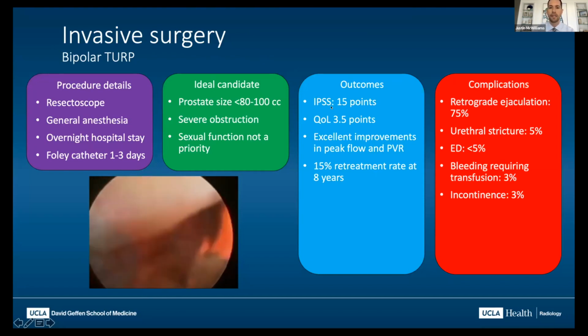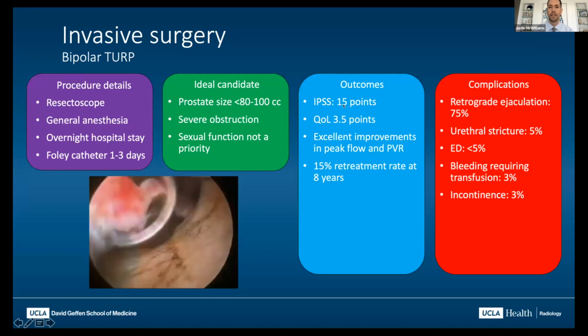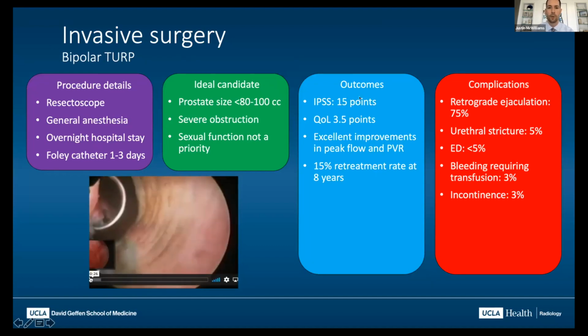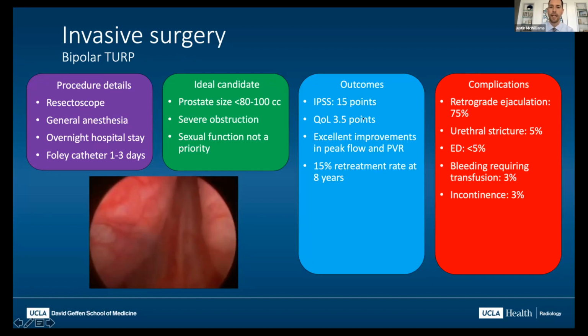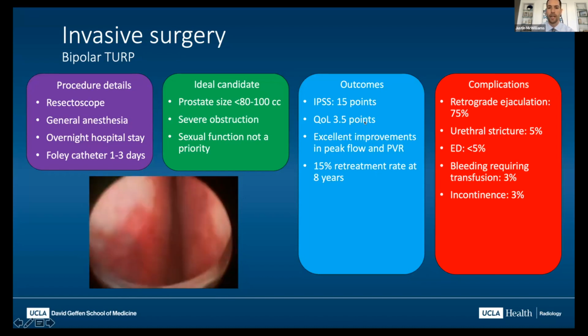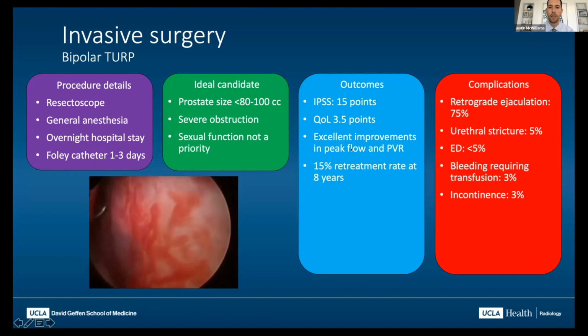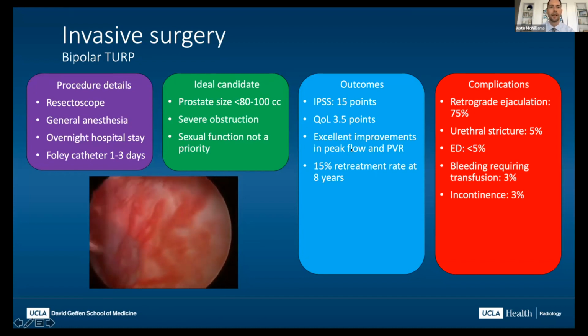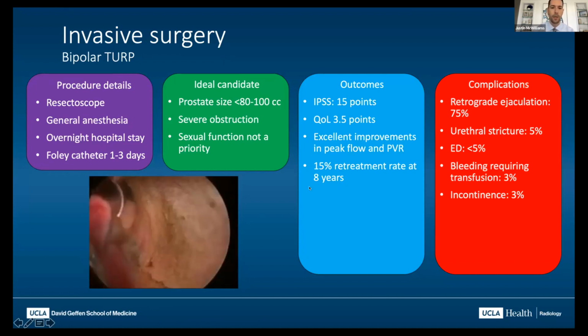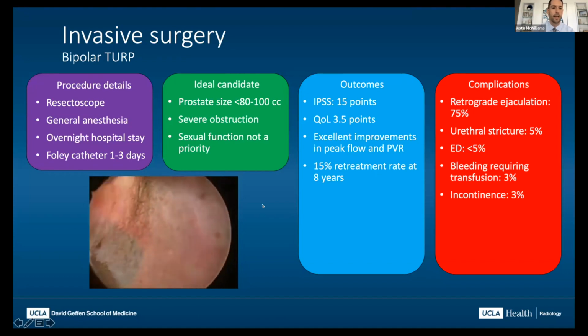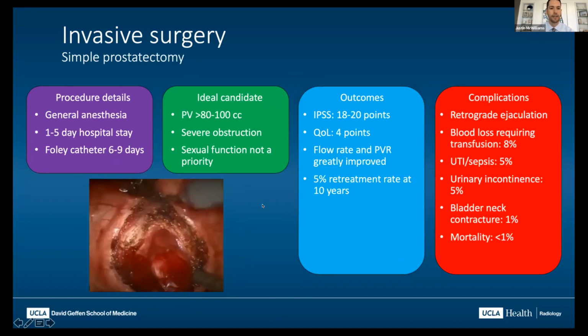On that IPSS scale that goes from 0 to 35, you see an average improvement of 15 points, which is terrific. The quality of life improves by 3.5 points on average. So that's really making a big difference in people's lives. And the peak flow and post-void residual measurements are greatly improved as well. And it's a durable treatment. So there's good things about TURP, and I always tell my patients that, even though there are the downsides.